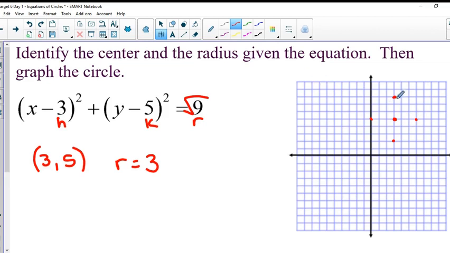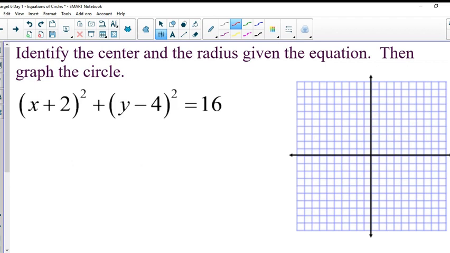So, starting at the top, we're going to do the best that we can to hit all 4 of those points all the way around. My circles are not going to be perfect. I don't expect your circles to be perfect, but they should be pretty darn close. Okay, so there we are graphing our equation of our circle.